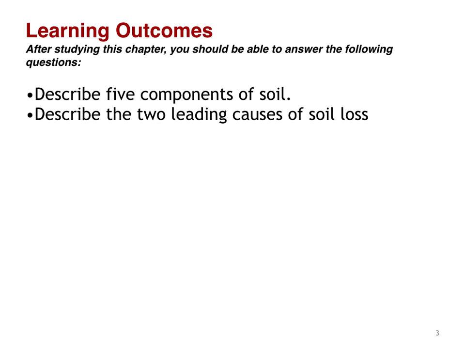The learning objectives for this portion of the lecture are to describe the 5 components of soil, and in particular, the component most critical to agricultural success, and to be able to describe the 2 leading causes of soil loss.